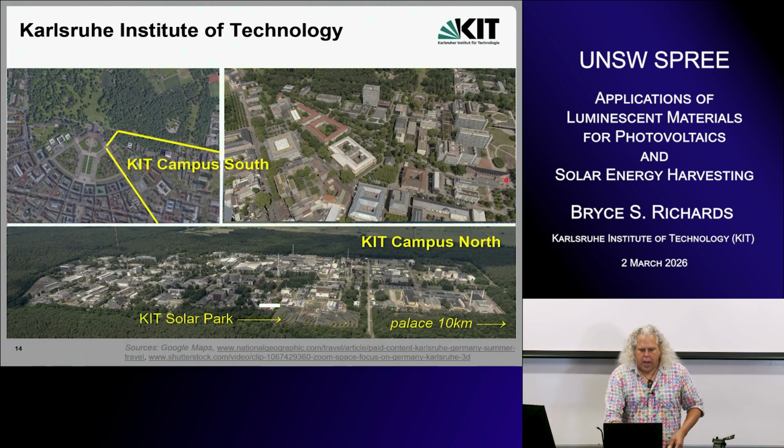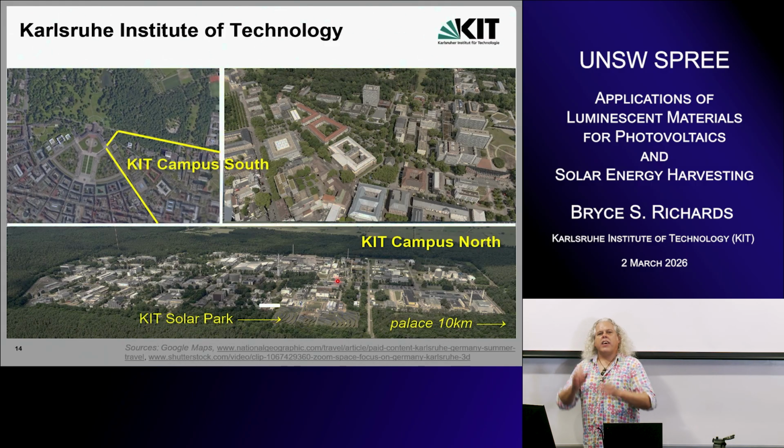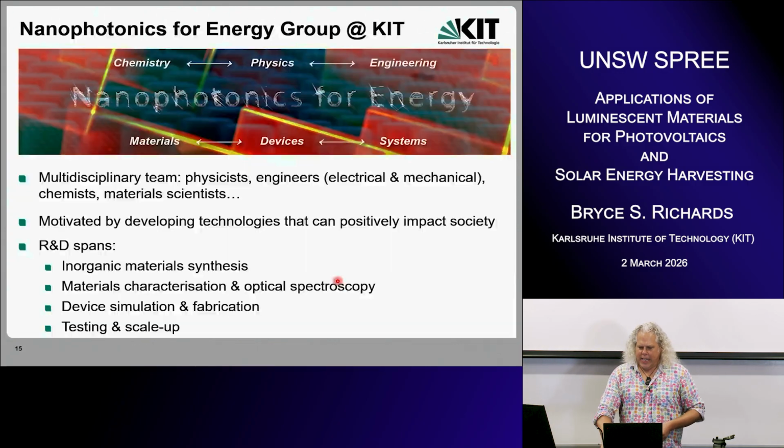These are the two campuses here. So the campus south, as we call it, is the old university part. And this is right next to the palace. And campus north, where I am mostly based, is kind of stuck out in the forest. And why do you do that? Well, it was because it was a nuclear lab. So they figured putting it 10 kilometers out in the forest where nobody could see it was a good idea at the time.